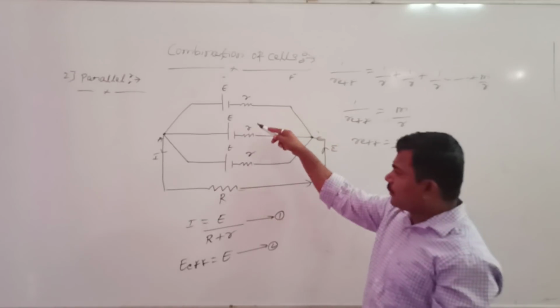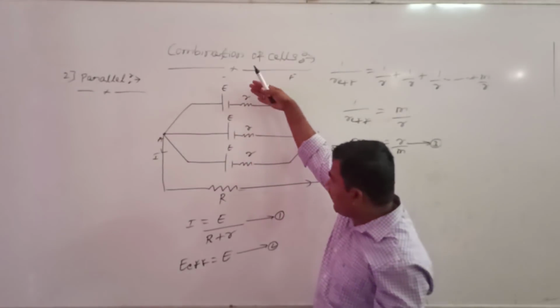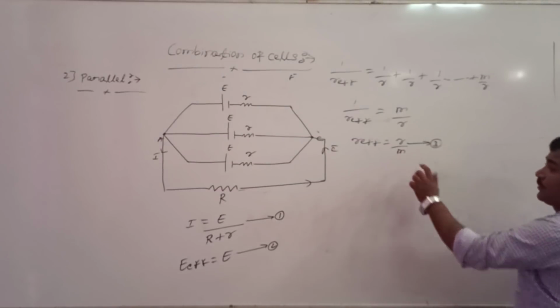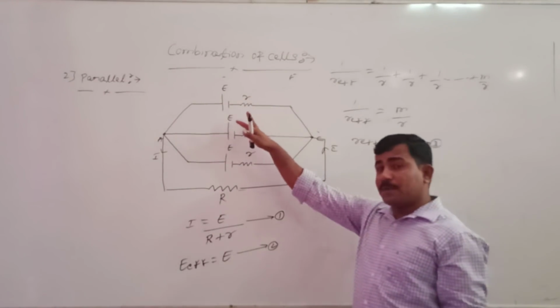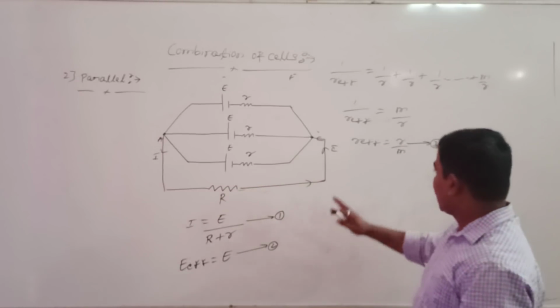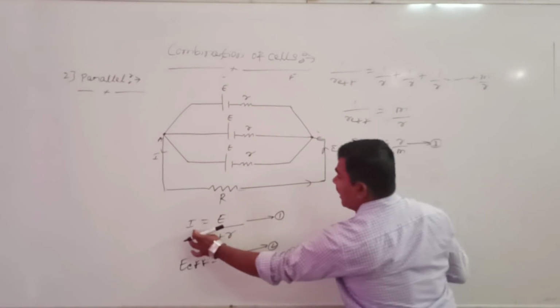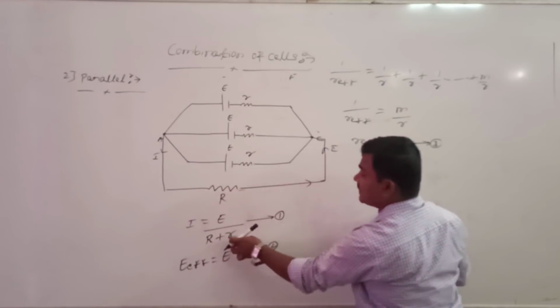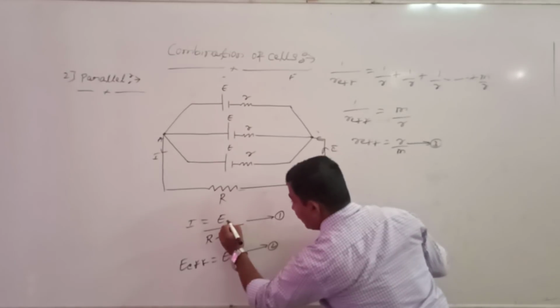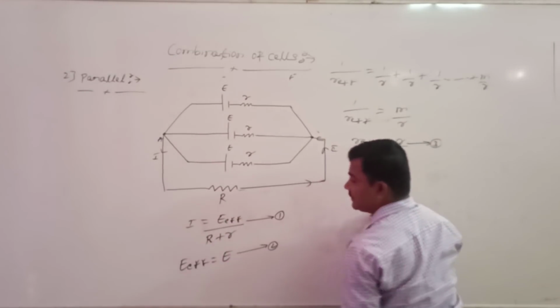You can connect not only 3 cells, you can connect a number of M cells in parallel combination. That's why I am putting the M value. What is the M value? Number of cells in parallel combination. Right? Again, if I equal to E divided by capital R plus small r, how to write the effective EMF? Effective EMF can be represented like this.